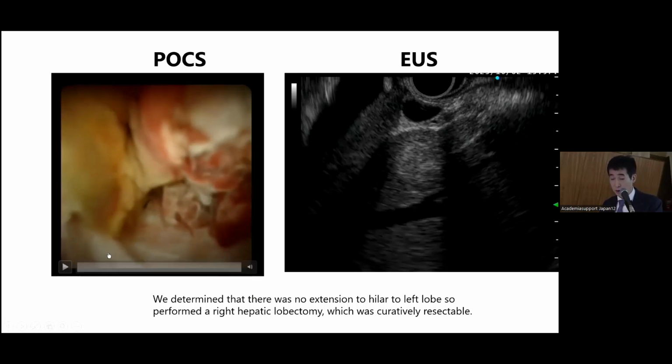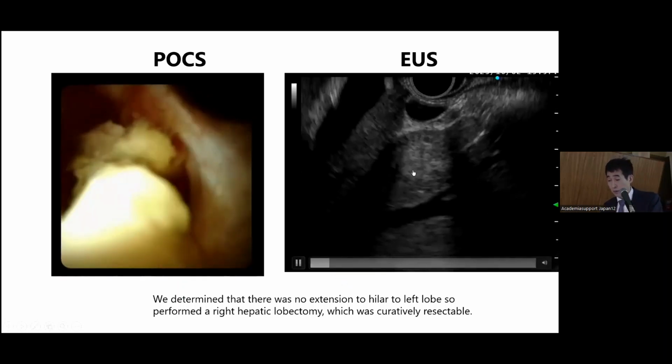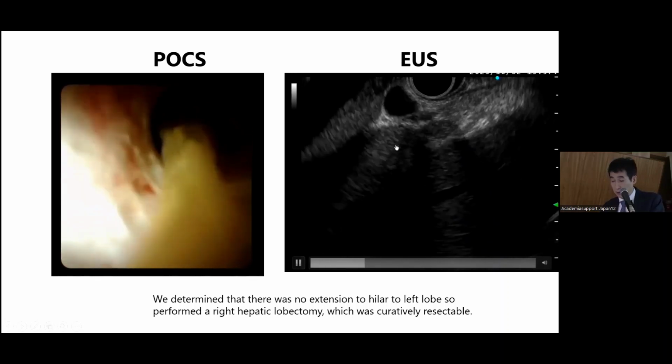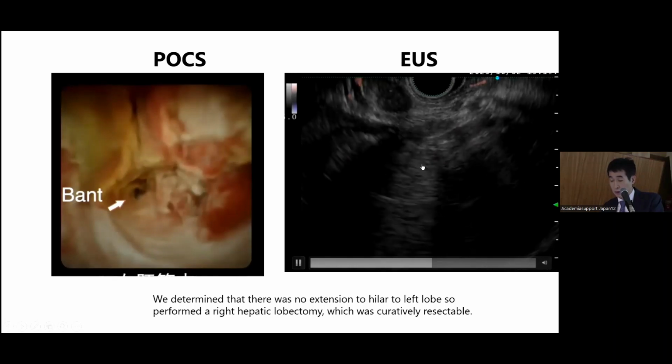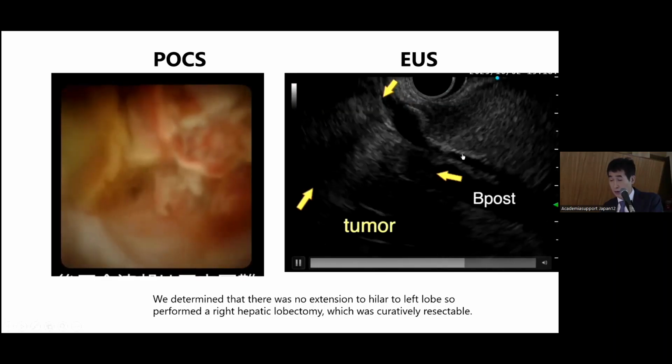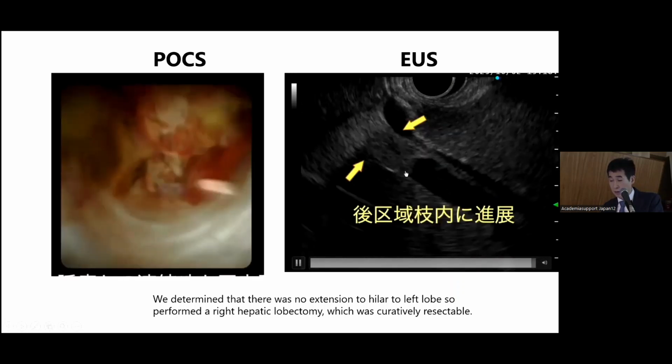However, there is no obvious extension to the hilar side. And EUS was also performed; this is a posterior mass and follows up to the CBD. We can clearly see the CBD has no extension. On the other hand, on the peripheral side, the mass extends to the posterior segment. So we determined that there is no extension to the hilar or left lobe. So this patient underwent right hepatic lobectomy, which was curatively resectable.